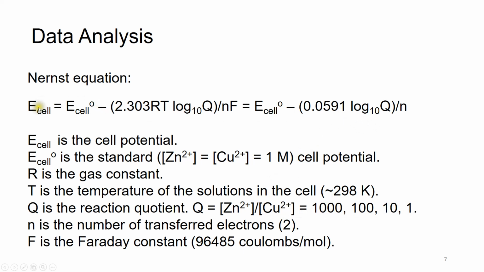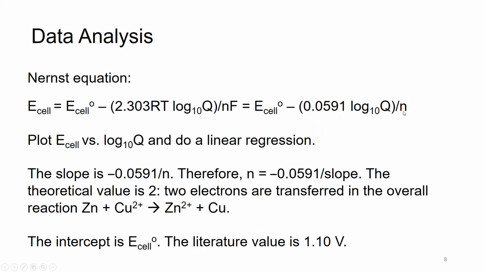So we're going to have 4 data points. And then we can plot this cell potential versus this logarithm of Q. And we know the intercept is going to be the standard cell potential. What about the slope? Actually, the slope is going to be negative 0.0591 divided by n. n is the number of transferred electrons. So somehow, if we can determine the slope, we can determine the number of transferred electrons.